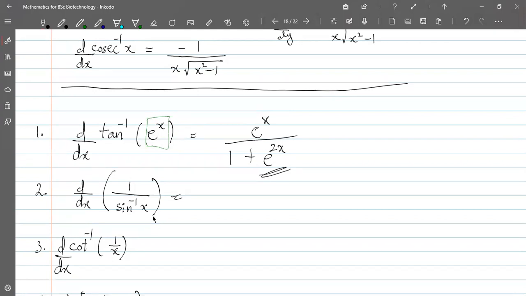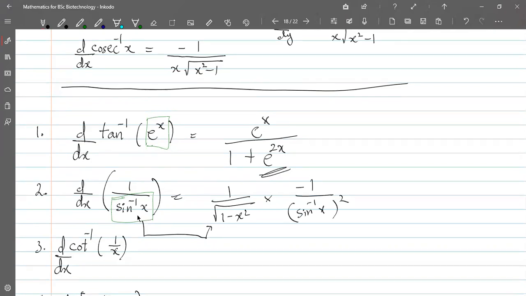Similarly, if you do 1 by sine inverse x, there are two functions here. One is sine inverse, that's the innermost, and then taking the reciprocal as a function. Again, differentiating the innermost function, the derivative of sine inverse x is 1 upon square root of 1 minus x square. This is multiplied by the derivative of the reciprocal, which, if you remember, is minus 1 upon that square. What is that? Sine inverse x, the whole square. Please don't write it as sine to the power minus 2 of x. That doesn't really have any meaning. So minus 1 upon sine inverse x the whole square. You can write it in a simpler form, but not really: minus 1 by sine inverse x whole square times square root of 1 minus x square. So that is the answer.